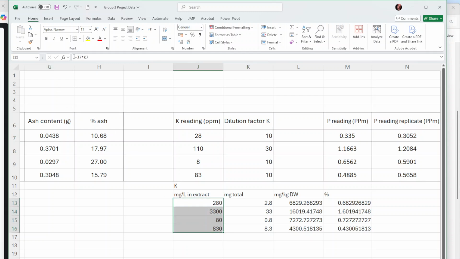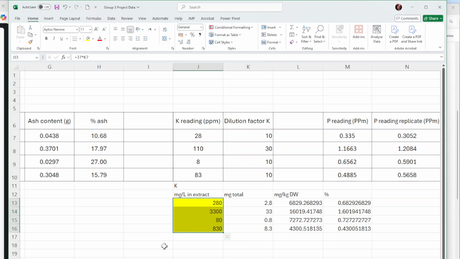Okay, so the first calculation I put here on the bottom, I will highlight this one here. I'm just multiplying the reading by the dilution factor, and that will give me the concentration in the acid that came from when you filtered. First you suspended your ashes in the acid, then you filtered that acid, and this is the concentration in the 10 ml of acid that you added to the ash. So my concentrations here are 280, 3300, 80, and 830. These are the measurements that were taken for the extract.